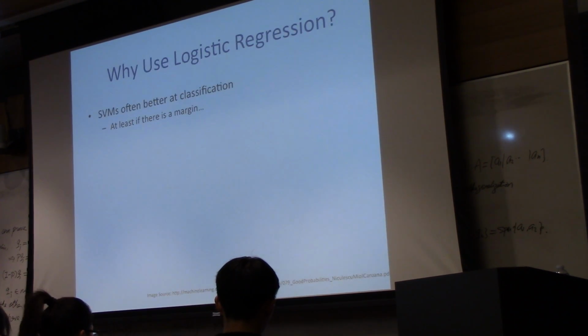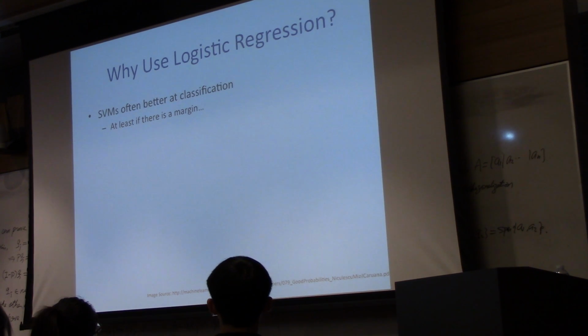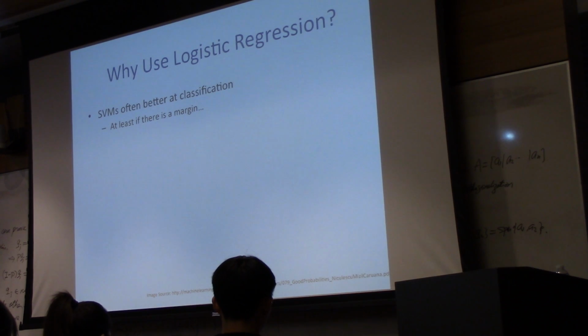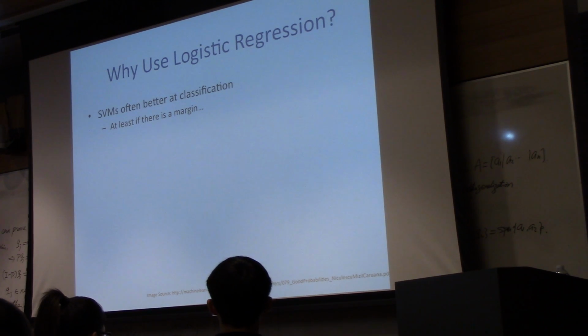Okay, so why would we use logistic regression, right? It is the case that SVMs are often better at classification, especially if there is a notion of margin, right? If things are approximately linearly separable with a few violating examples, SVMs are often better, much better, and faster to optimize than logistic regression.